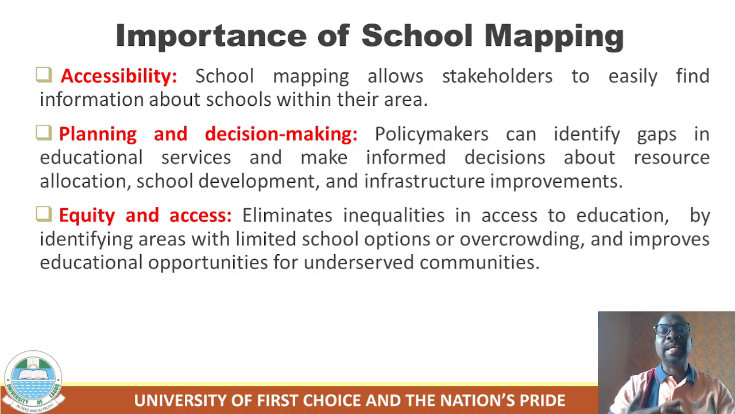What about equity and access? In one of the previous lectures, I said that we usually notice inequalities, notice disparities in the education system. So this is one of the reasons why we need to embark on a school mapping exercise, because it eliminates inequalities in access to education. How does school mapping do that? How does it eliminate inequalities in access to education?